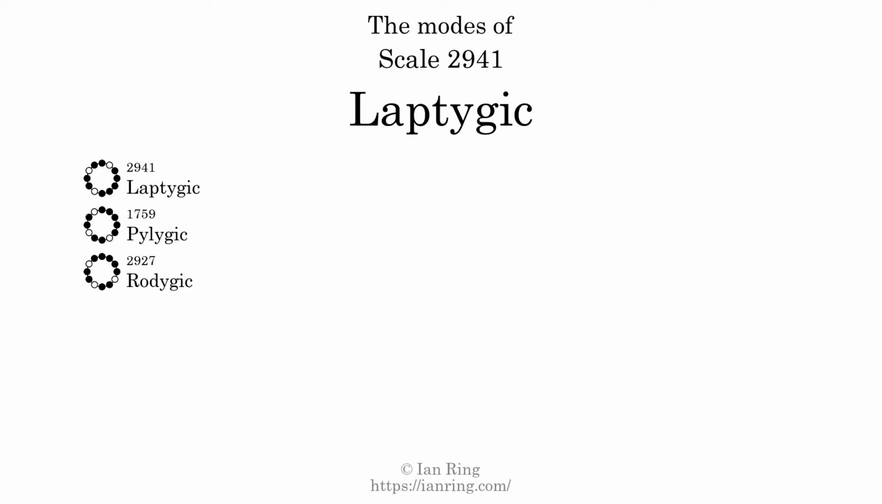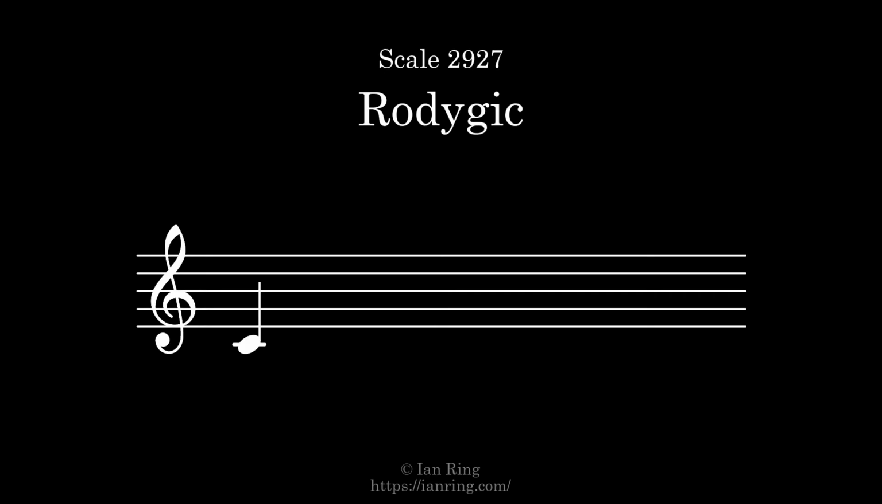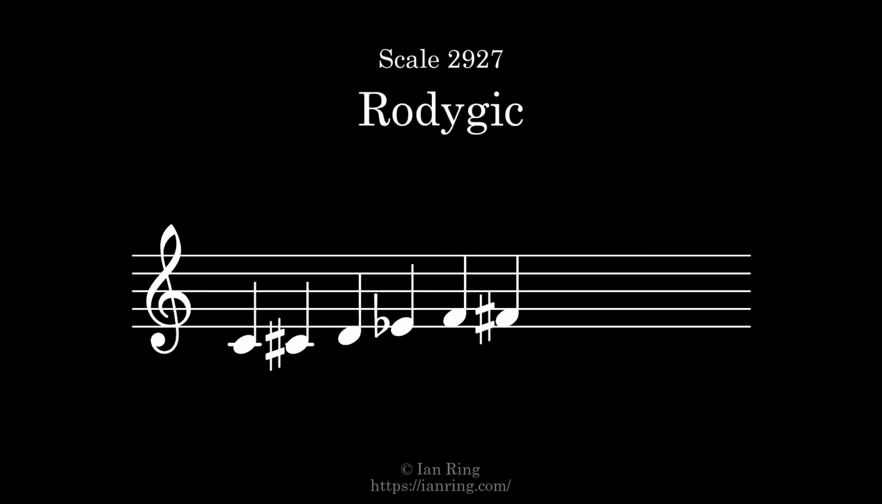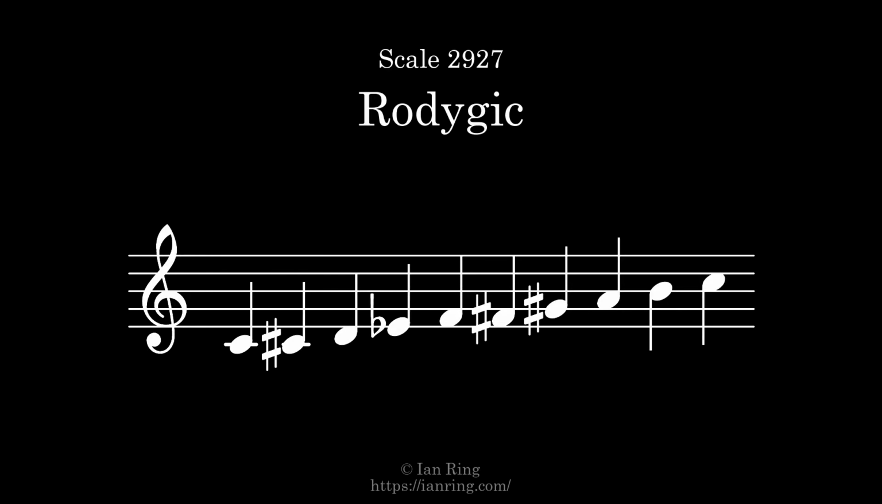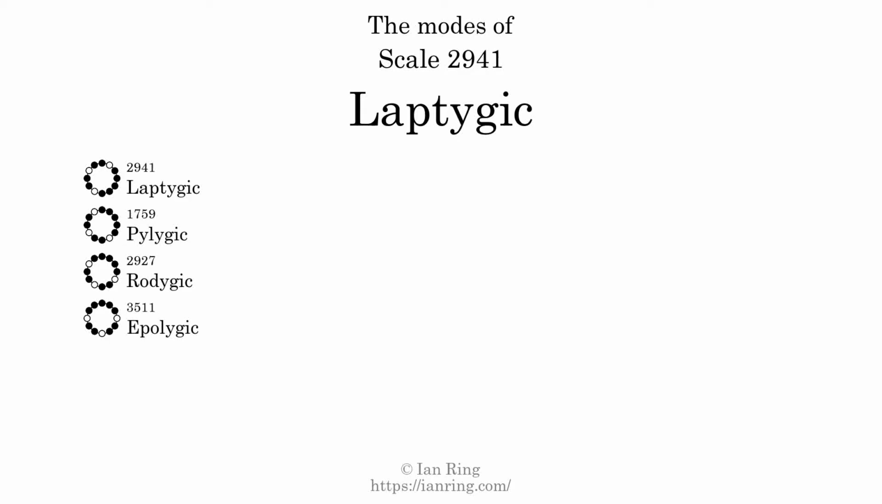The third mode is scale 2927, also known as Laptygic. It sounds like this. The fourth mode is scale 3511, also known as Laptygic. It sounds like this.